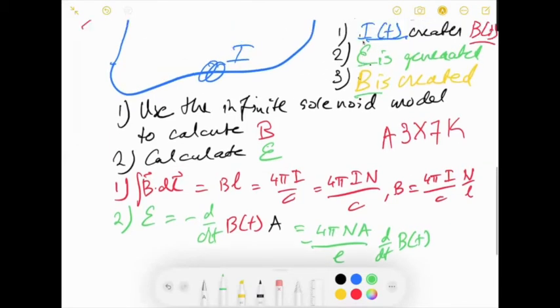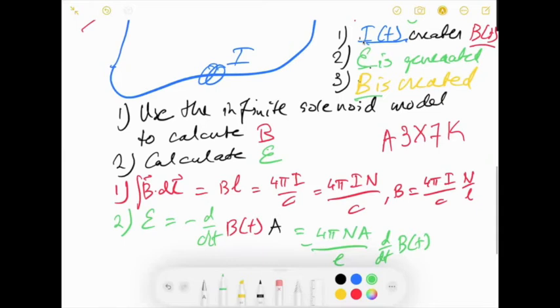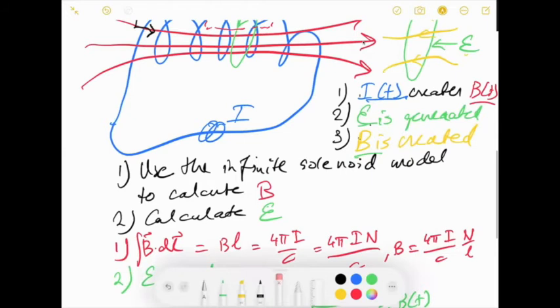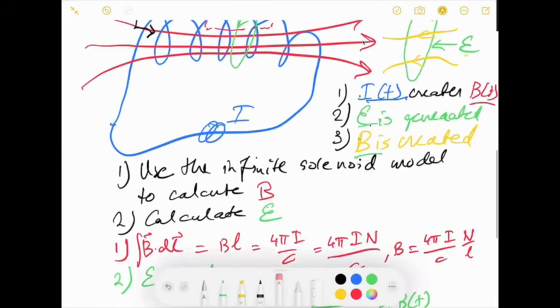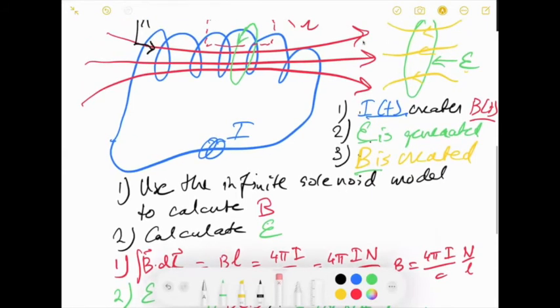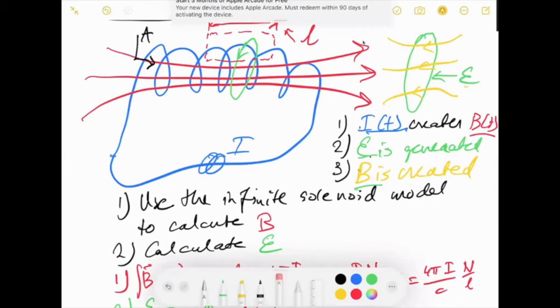So we started with just your straightforward Amperian loop. We integrate our magnetic field over some kind of an Amperian path, and the Amperian path is this red path here.